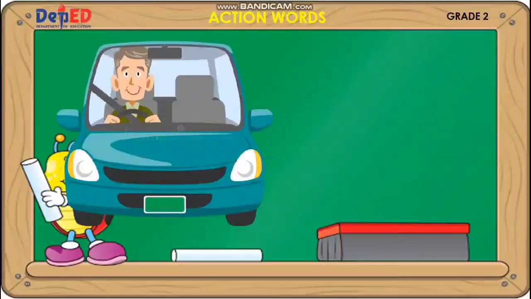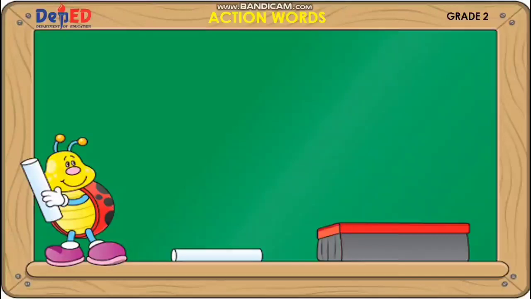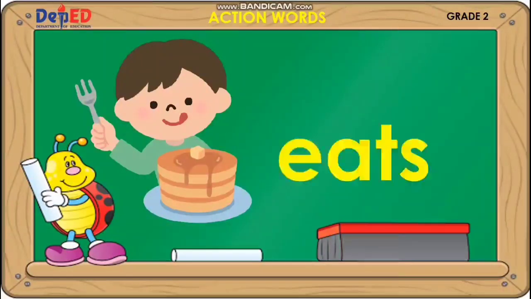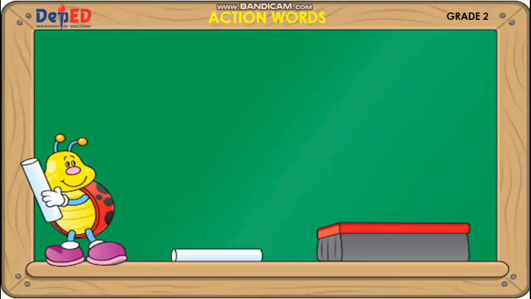Next picture. What is the father doing? Very good. He is driving or he drives. Next picture. What is the kid doing? Brilliant. He eats or he is eating. Next picture. What are the kids doing? Very good. They are dancing or they dance.